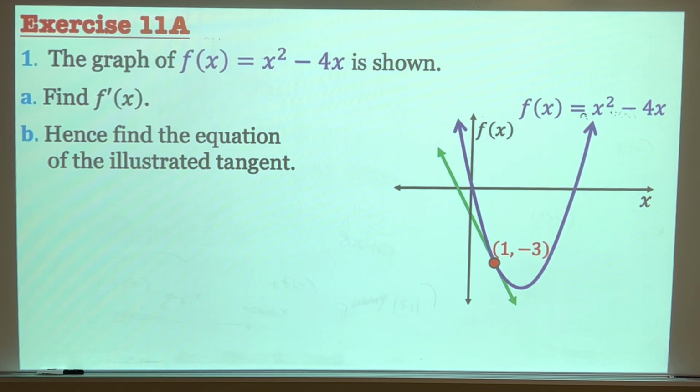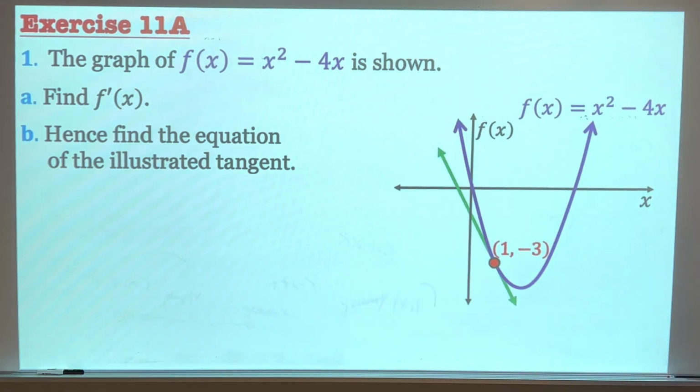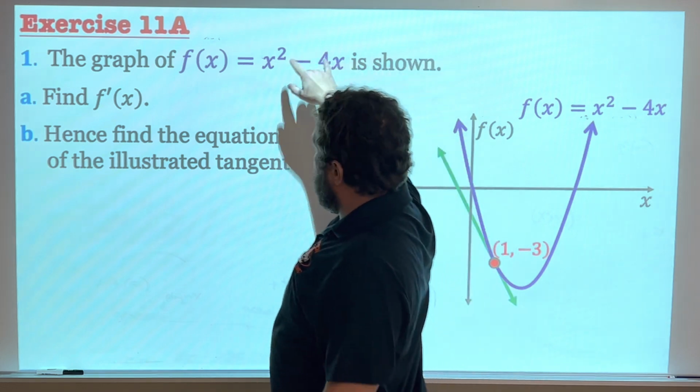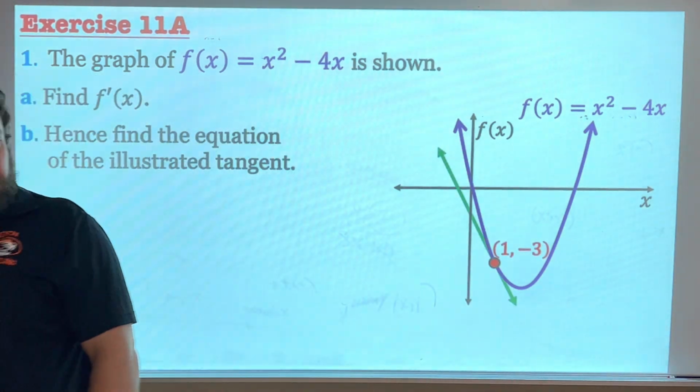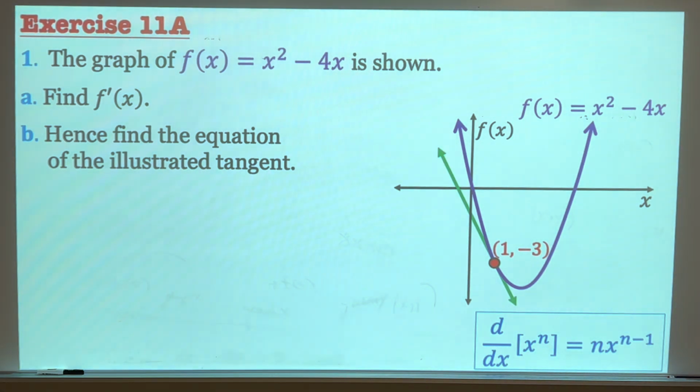All right. So the graph of f of x equals x squared minus 4x is shown. That's this purple graph. All right. We're going to find f prime of x first. So you guys are more than capable of deriving that. So derive it. And you're going to use, right down there, your special equation to derive it.